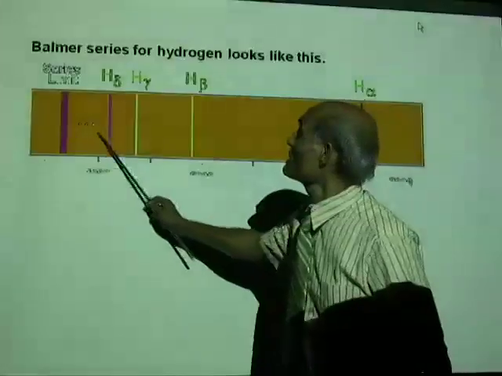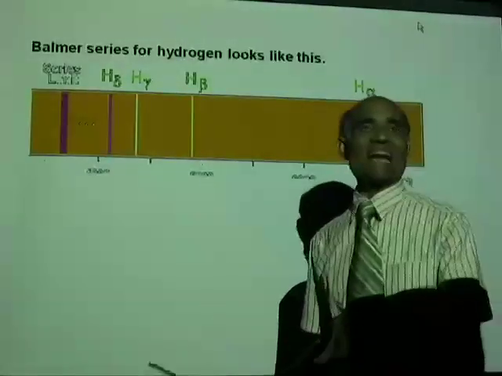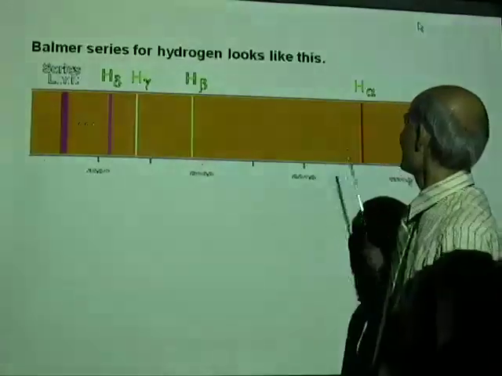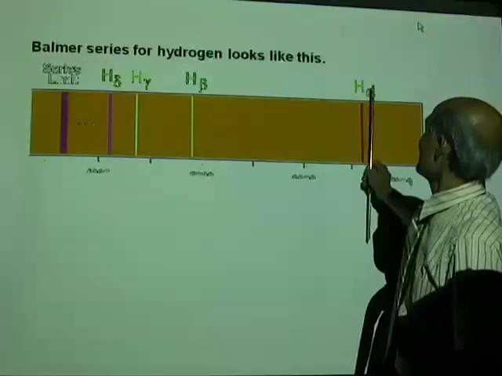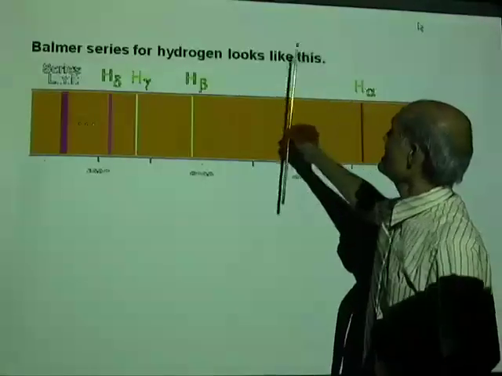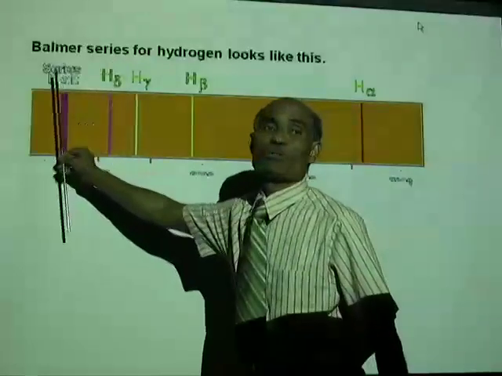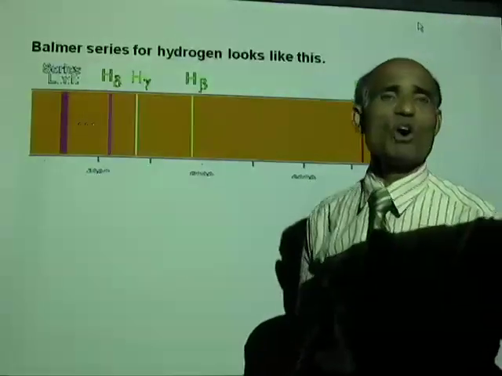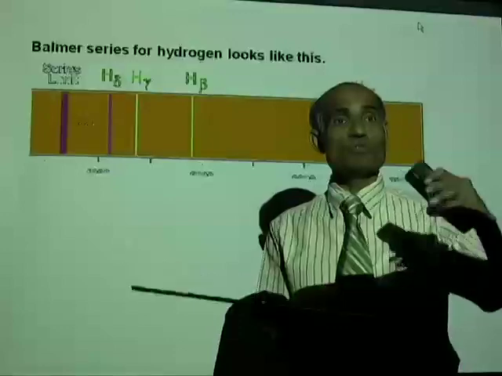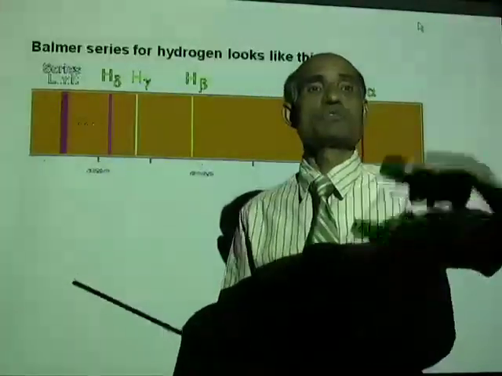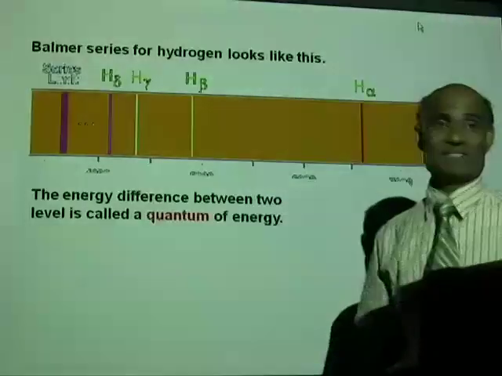Now, a Balmer series for hydrogen, if you are lucky enough to see that complete series, it will look like this. You have red, green, blue, purple, violets, and you will be able to see all those colors, which corresponds to all these transitions from higher states to the first excited state.